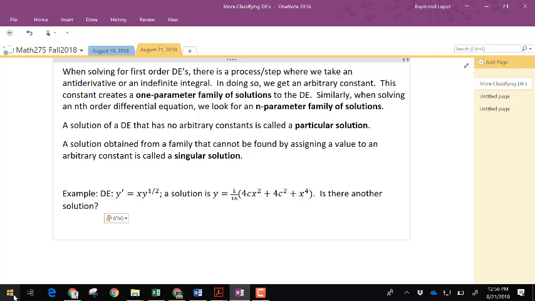And if we had some more information, we can actually solve for the arbitrary constant C. Like maybe it passes through a specific point. You want your solution to pass through a specific point. And so is there another solution to this differential equation is the question.